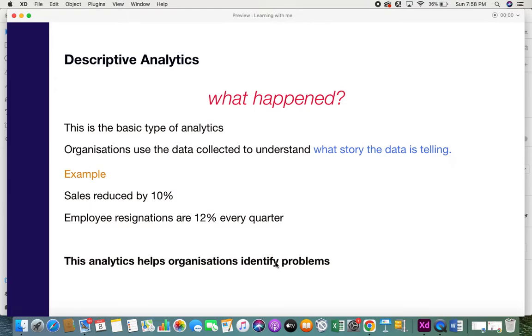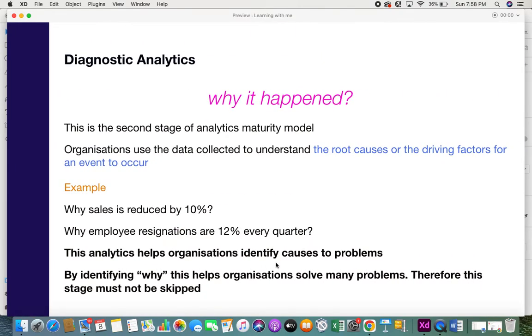Now let's say the organization has a lot of data, and the organization has now identified their problems. So what next? Should the organization just identify the problem, say, yes, this is the problem, and not do anything about it? Or should they start taking alternate measures to overcome that problem? This is what leads the organization into the second stage, or the second model of analytics, which is diagnostic analytics. The diagnostic analytics model focuses on why it happened.